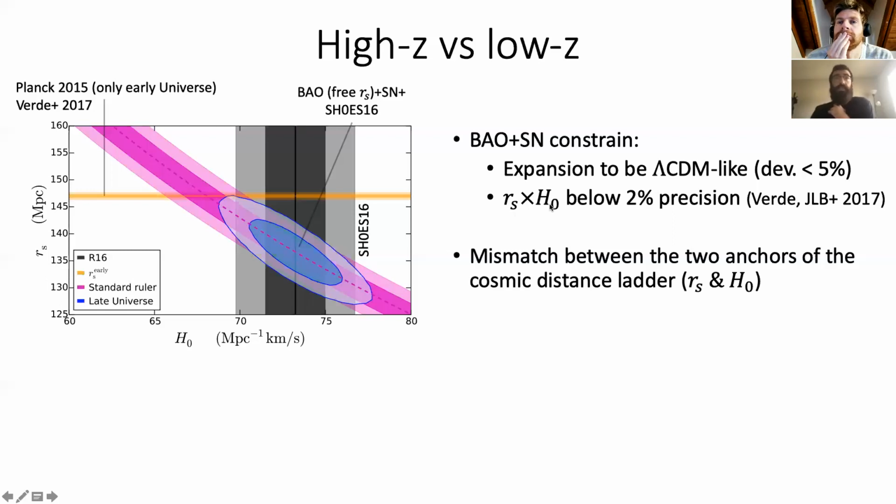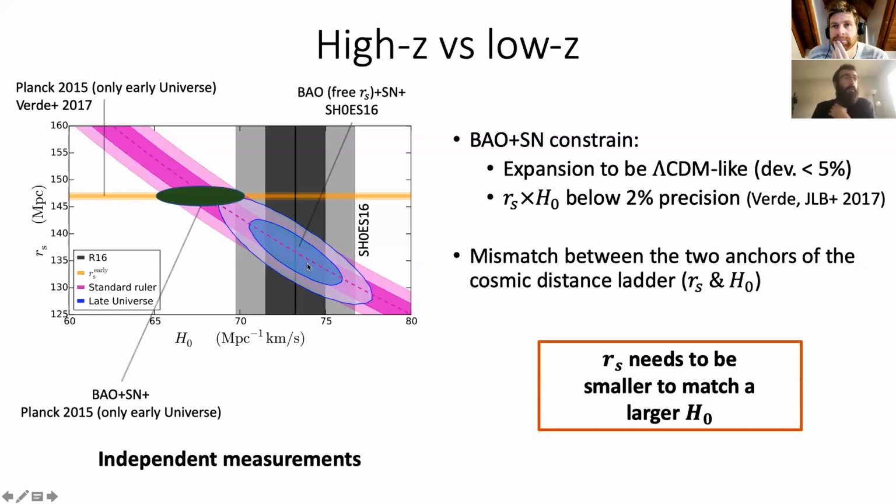radiation drag times H0, using these cubic splines for the expansion history at low redshift, and varying at the same time the two anchors. And we found that this is very well constrained. So this product is constrained to 2% precision, even without assuming any specific cosmological model. And also that the expansion history of the universe is very constrained to be like ΛCDM. So it seems that there's no possibility to solve the Hubble constant tension by changing the expansion history at very low redshift.